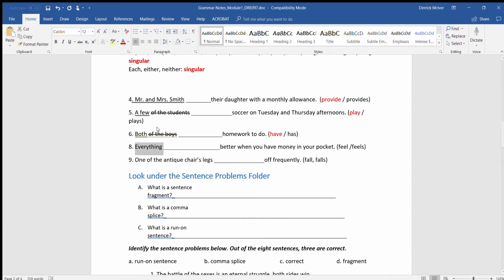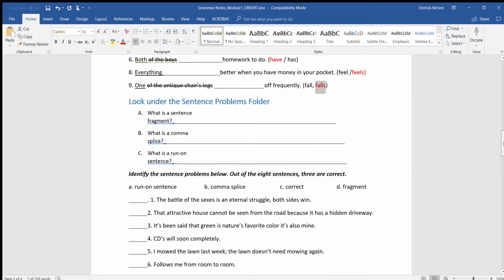Everything is that indefinite pronoun that ends in thing, that's singular. So we have a singular verb, and singular verbs end in S. One is singular. Remember, of the antique chairs is a prepositional phrase, so it would not be a part of the subject. So one is the subject, one is singular, it will have a singular verb. Singular verbs end in what letter? S, correct.